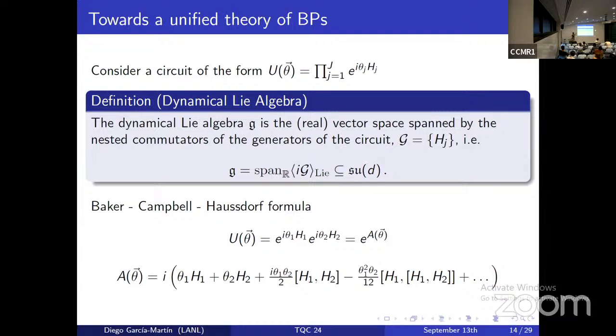And this algebra, of course, is going to be a subalgebra of the unitary algebra. And if you're not familiar with these dynamical algebras, you can think of them as telling you what is the ultimate expressivity of your circuit. And to gain some intuition of why this is the case, you can think of the BCH formula. Say you have two consecutive quantum gates, so the product of two exponentials. This can be written as a new exponential where the exponent is just a linear combination of all these nested commutators.